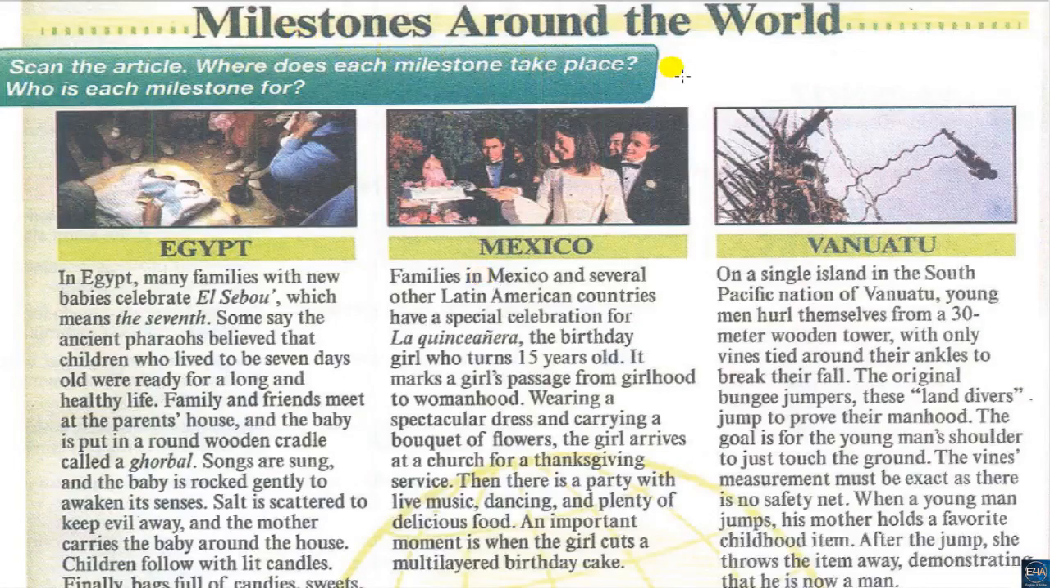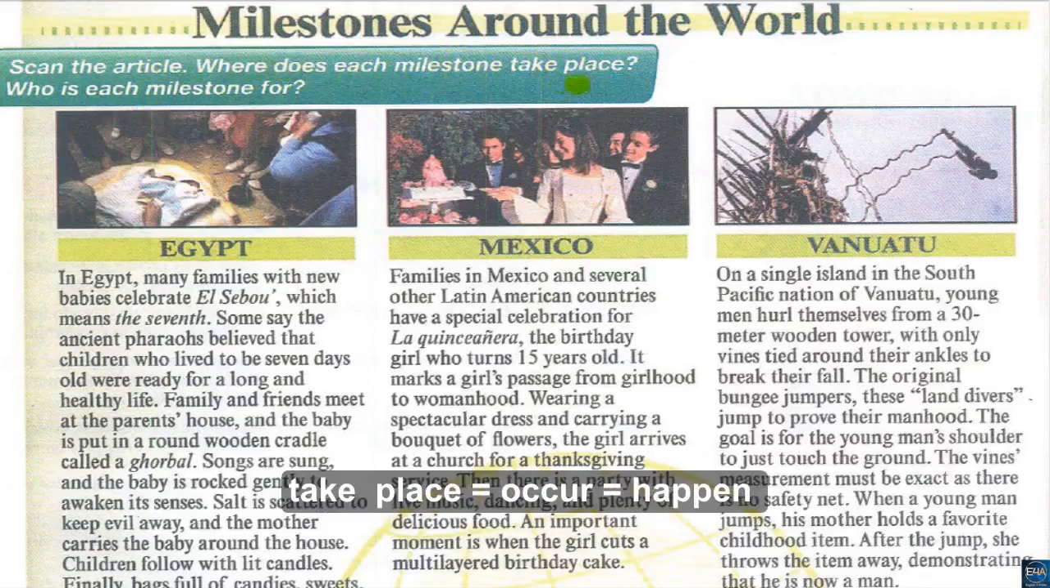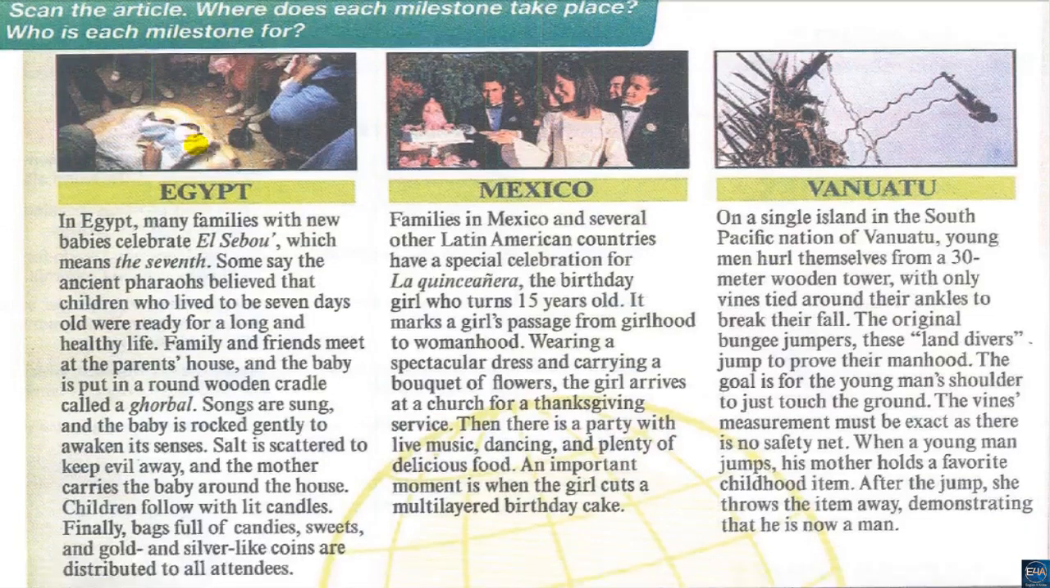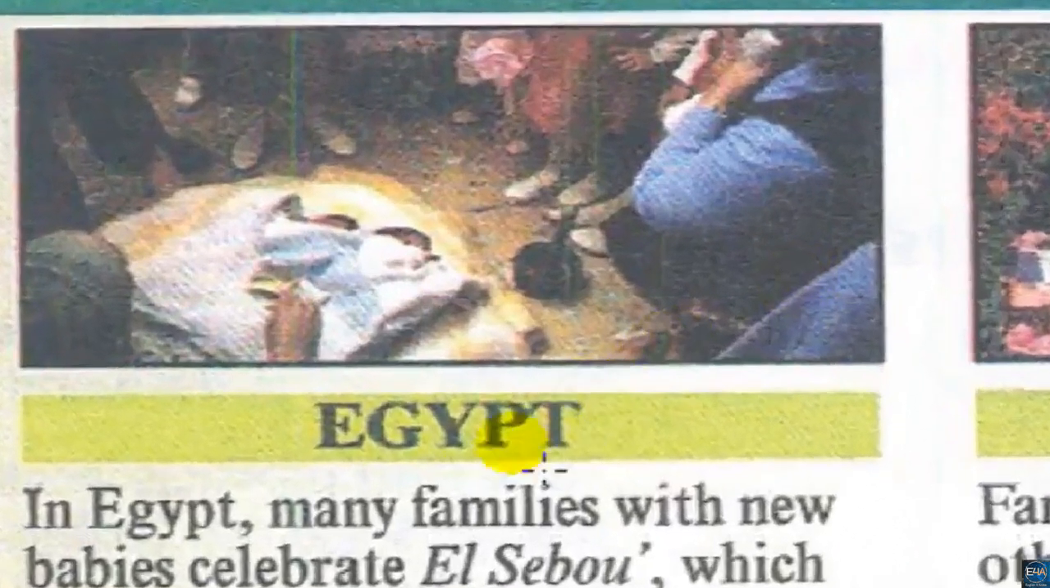Milestones around the world. Milestones, important events. Scan the article. Where does each milestone take place, occur, happen? Who is each milestone for? So here we can look at the pictures. We have three pictures, three events, three important events in different countries.